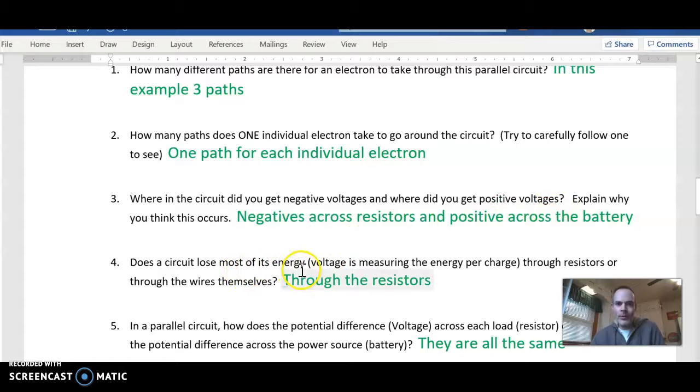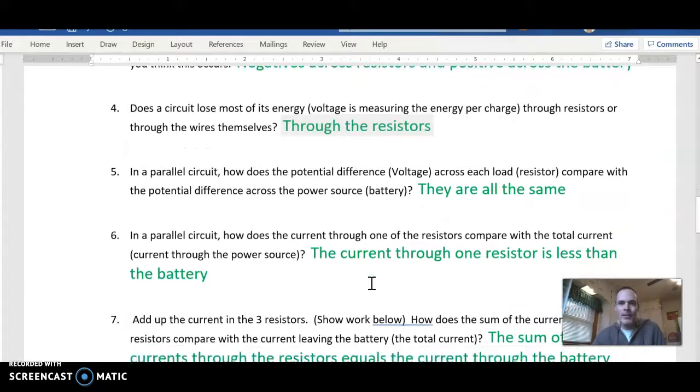Where does it lose most of its energy? Through the resistors. The wire, maybe the 0.001 at times. For the parallel circuit, how does the potential difference compare with the power supply? They're all basically the same. When you had negative 8.996, that's really close to 9. So it's basically losing the energy through each resistor.